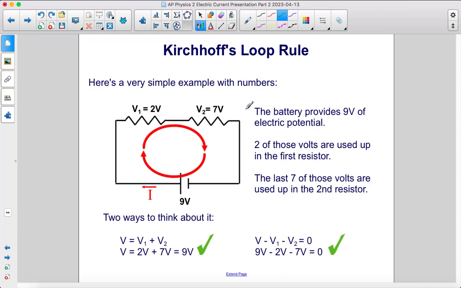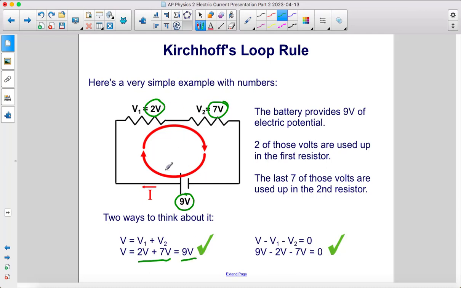Here's a very simple example with numbers. The battery provides 9 volts of electric potential. 2 of those volts are used up in the first resistor. The last 7 of those volts are used up in the second resistor. Algebraically, there are 2 ways to think about it. This number here must be equal to that number plus that number, so 9 volts equals 2 plus 7.